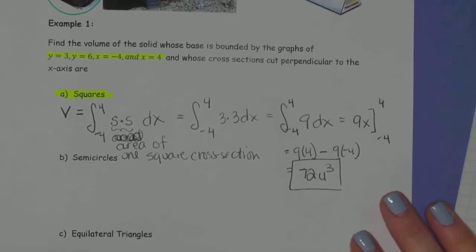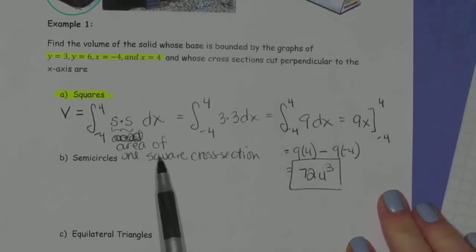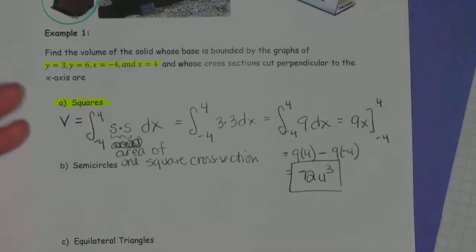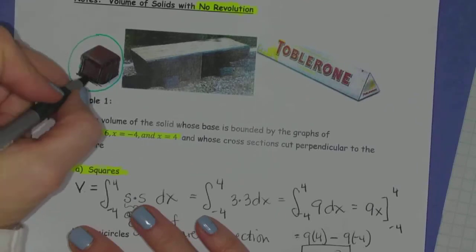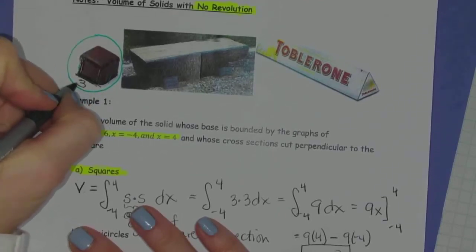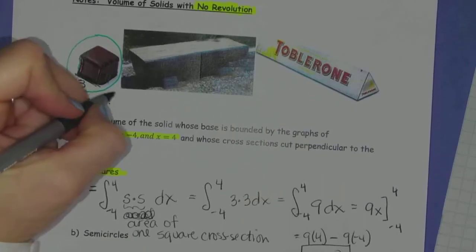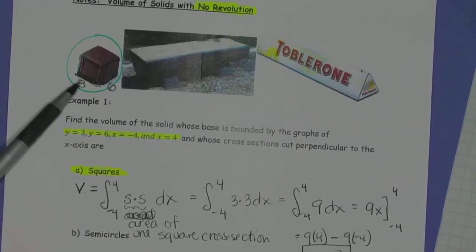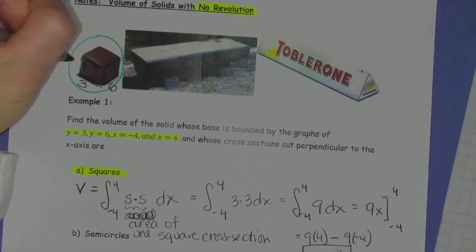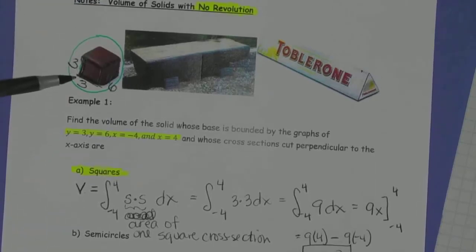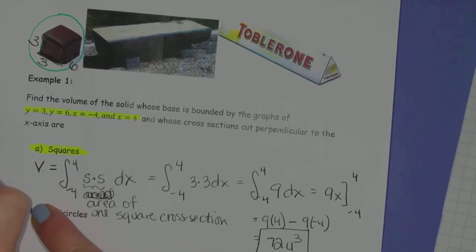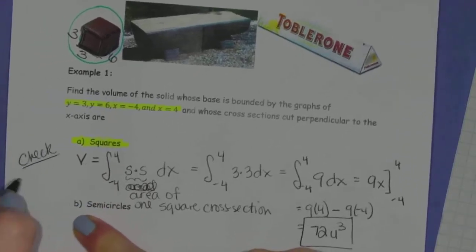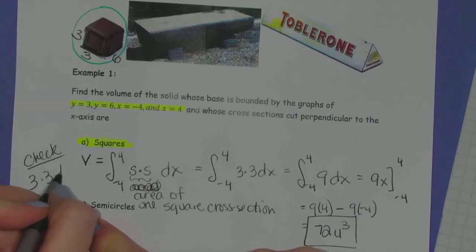Okay, now here's what's interesting. We could check this with geometry. If you think about this piece of chocolate right here, let me bring this back down. Here's your piece of chocolate. So if this had been 3, and this had been 6, so we knew the base was 3 by 6, but the height is also 3 because we know our cross sections are squares. If you take length times width times height, then the check here by geometry would be 3 times 3 times 6.